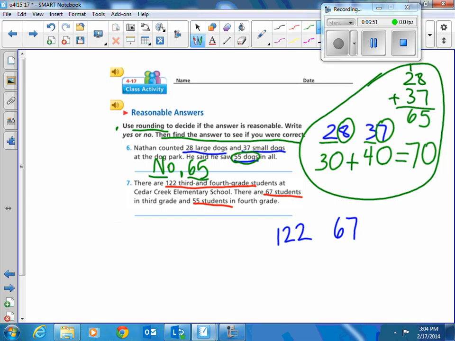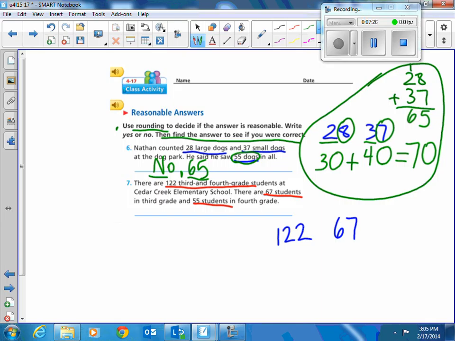Now, let's just make sure, and really you could do this a couple different ways, but the way I look at this problem is that I see that they're talking about there are 122 third and fourth grade students at Cedar Creek Elementary, so they know that there's 122 students, and there are 67 students in third grade, and they had to figure out if there were 55 students in fourth grade. So it's going to be a subtraction. So we know that there were 122 third and fourth grade students, and they knew that there were 67 third grade students, and they need to figure out if there were 55 in fourth grade or not.